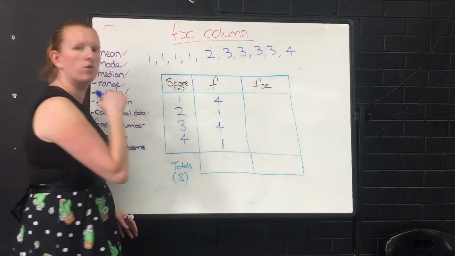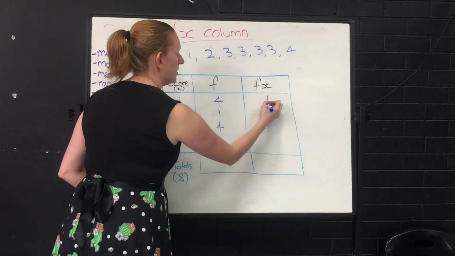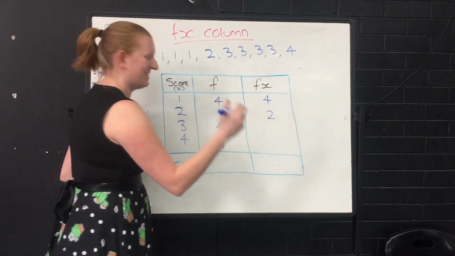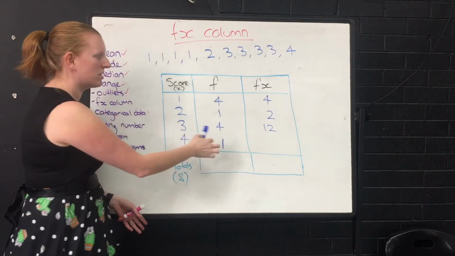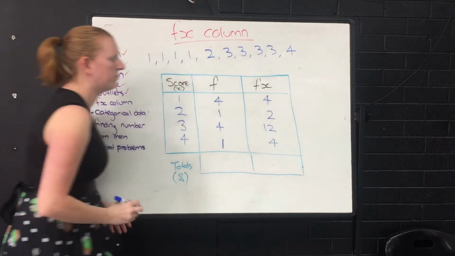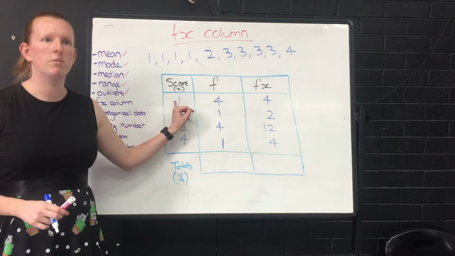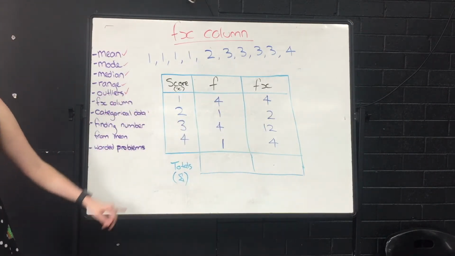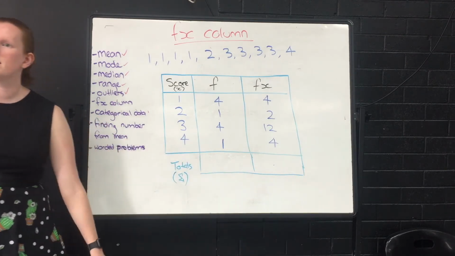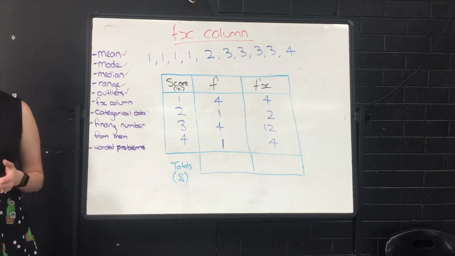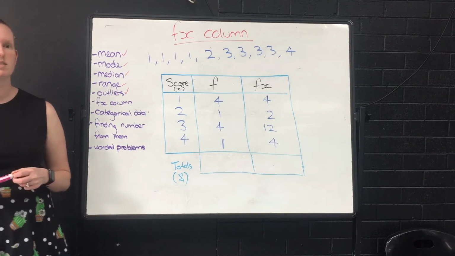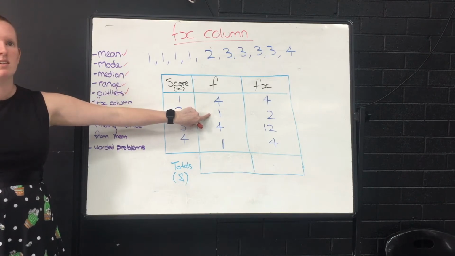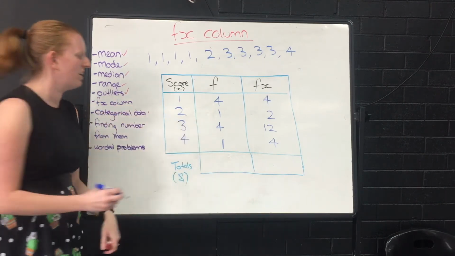So 1 times 4 is 4. 2 times 1 is 2. 3 times 4 is 12. And then 4 times 1 is 4. Great. So all I did there was I multiplied across and put my answer in the last box. What do you reckon I'm going to put in the totals boxes down the bottom? You're going to add them together. Great. So I'm going to add 4 plus 1 is 5.